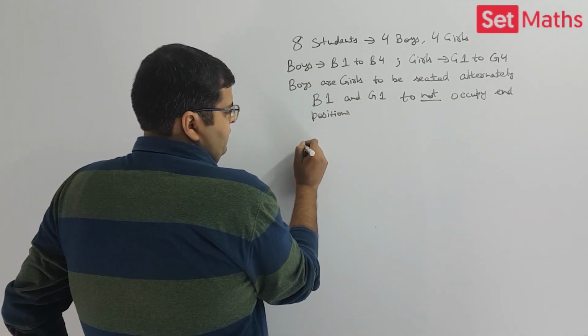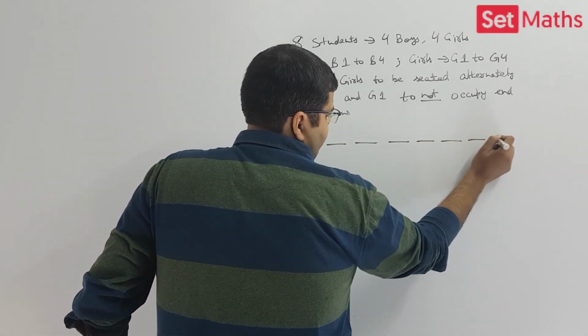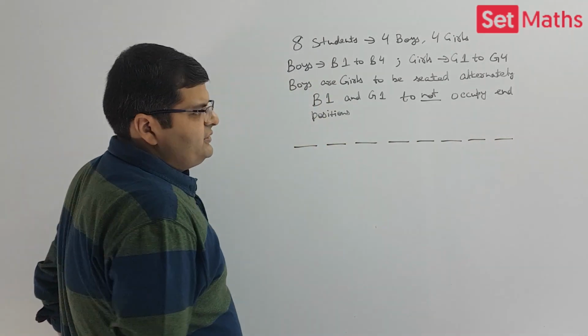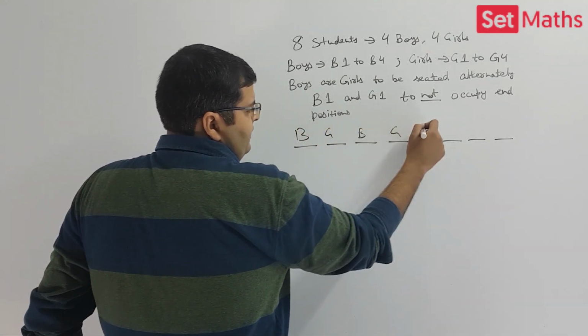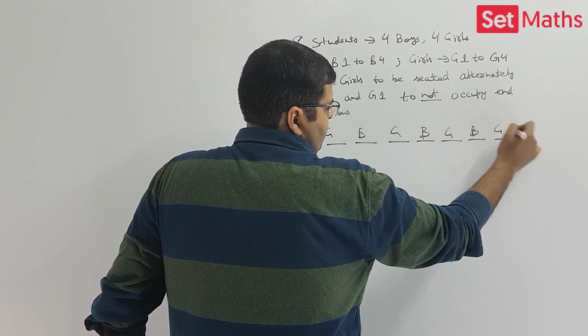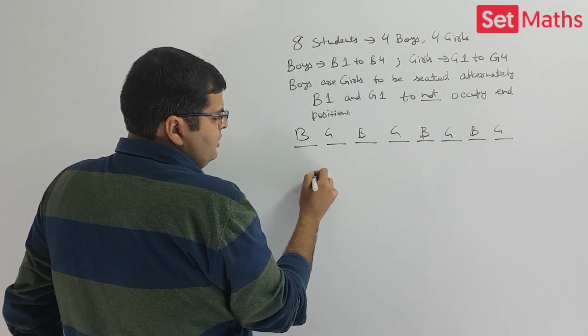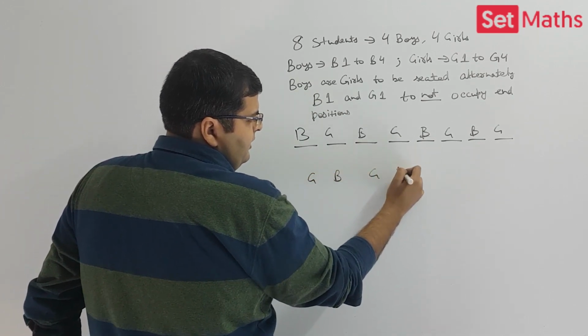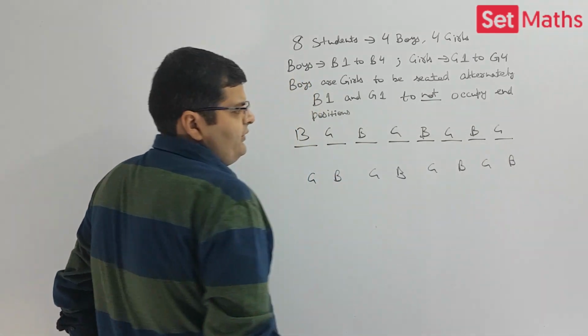Okay, so 1, 2, 3, 4, 5, 6, 7, 8. These are the 8 positions. So we can have a boy, girl, boy, girl, boy, girl, boy, girl kind of scenario when we start with the boy and end with the girl. Also we can have girl, boy, girl, boy, girl, boy, girl, boy kind of scenario.